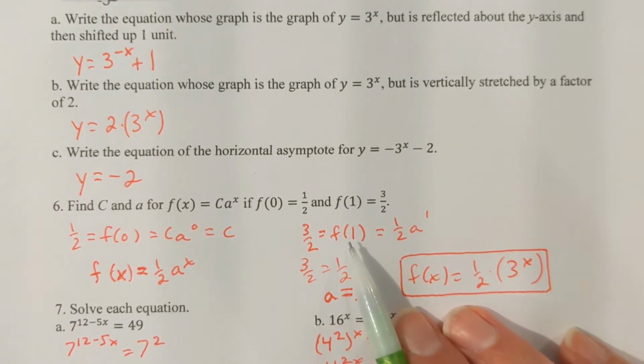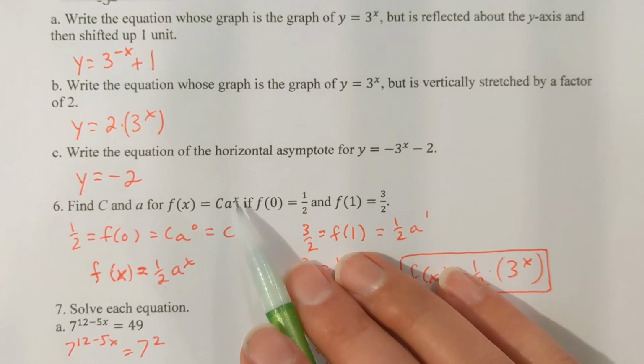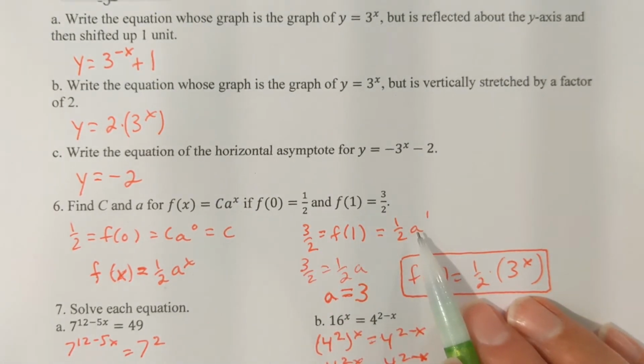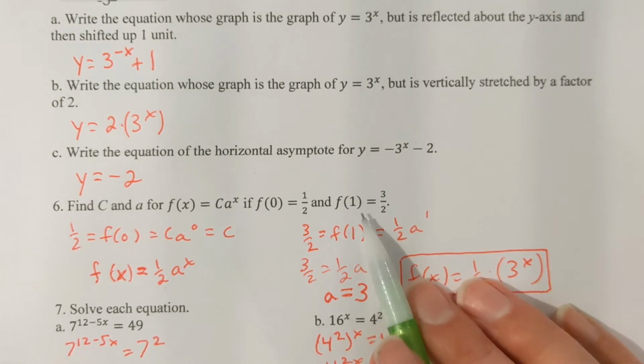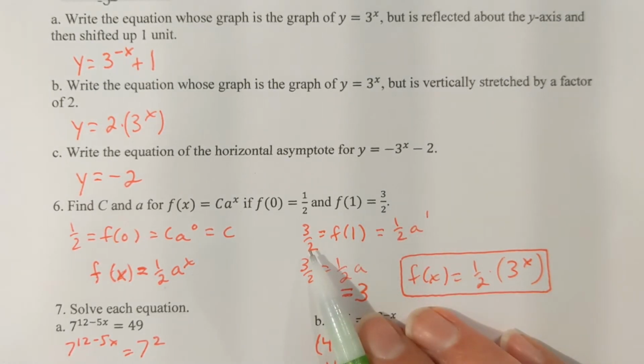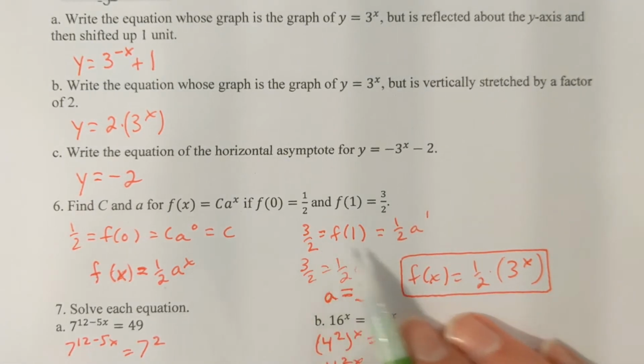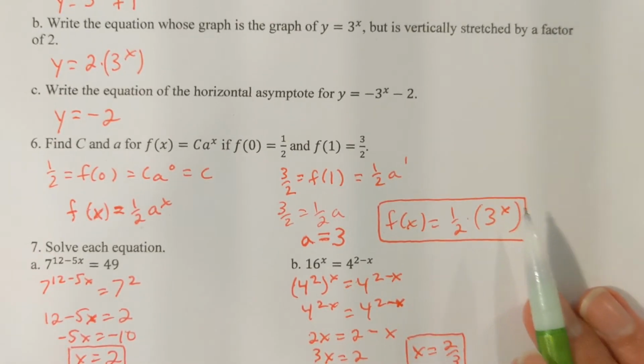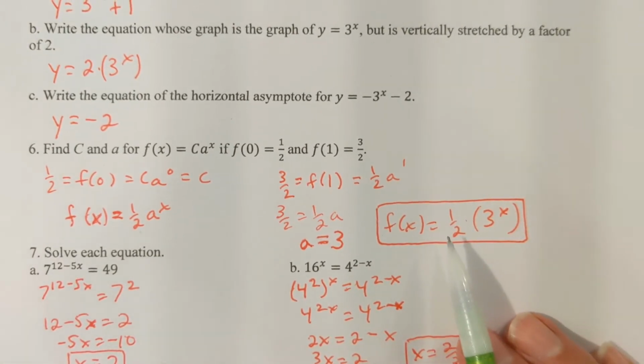F of 1 means I'm going to plug 1 in where I see x, and so I've done that. I've got 1/2 times a to the first. F of 1 is equal to 3/2. In this equation, 3/2 equals 1/2 times a. If you multiply both sides by 2, you'll have a equal 3. So the function that we're talking about in this problem would be f of x equal 1/2 times 3 to the x.